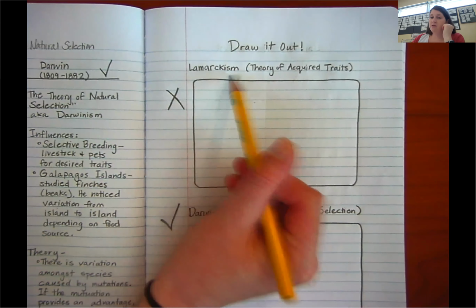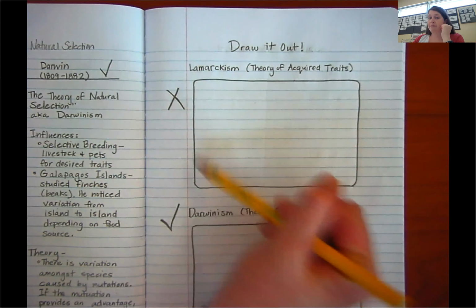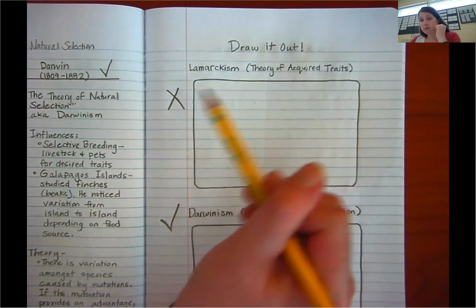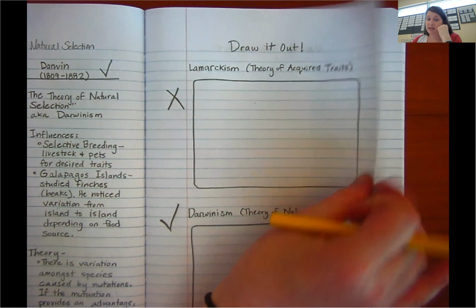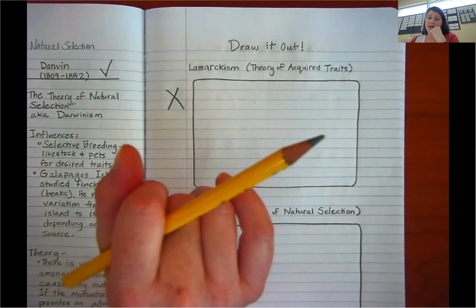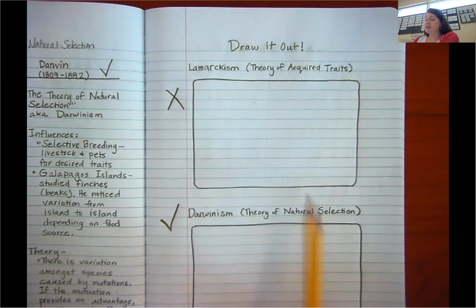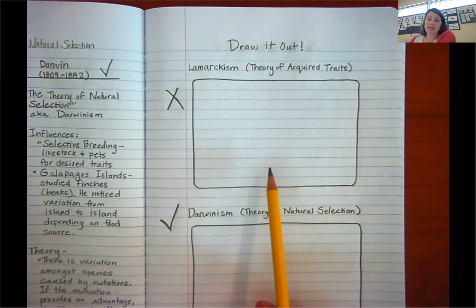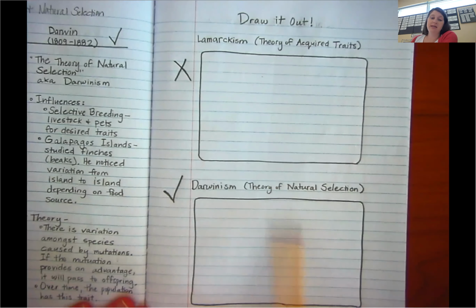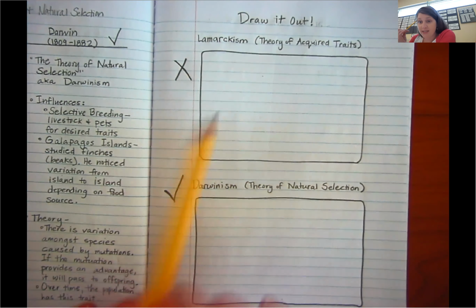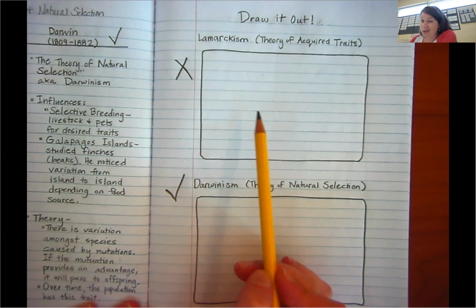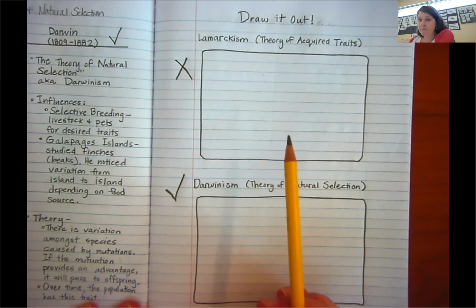Lamarckism, theory of acquired traits, draw a picture to represent. And you can look up pictures online and kind of draw from there or even trace it if you want to put a piece of paper behind here. Draw something that represents that theory, and then do the same thing for Darwinism. Pictures are very helpful for sealing it in your brain. I recommend coloring it too, because that's also very helpful.